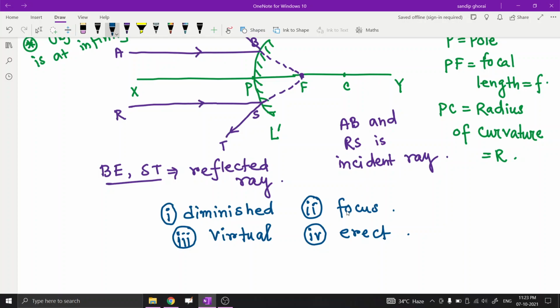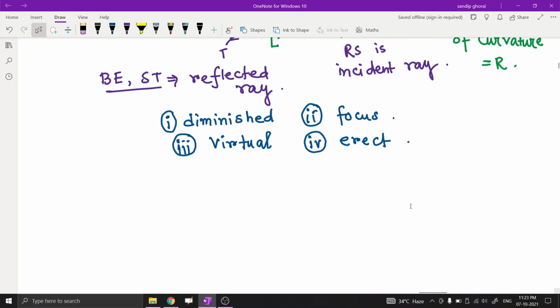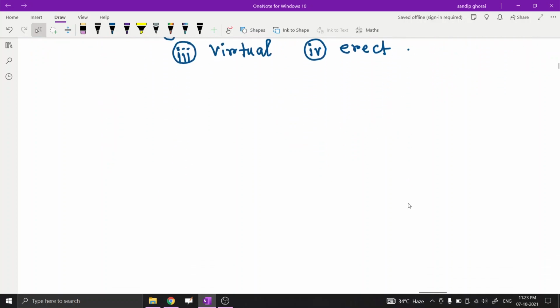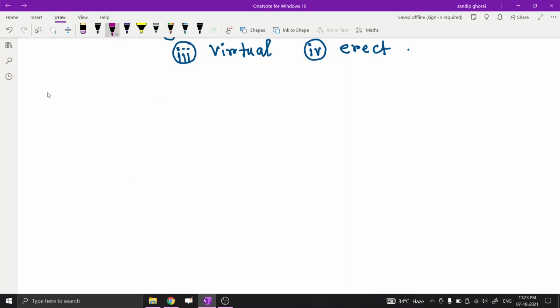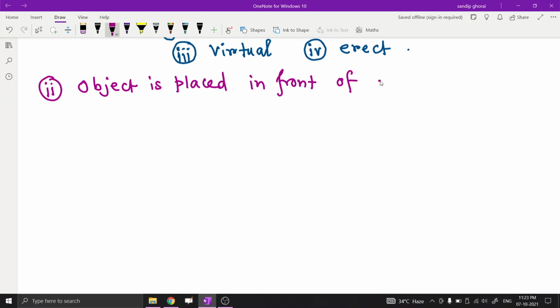Now we take our next point, the second case, when the object is placed in front of the convex mirror.